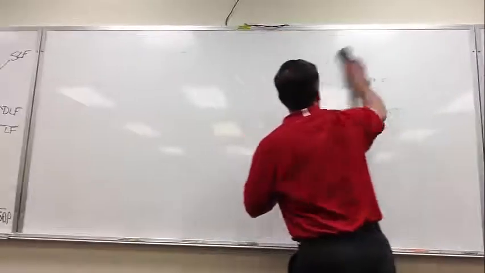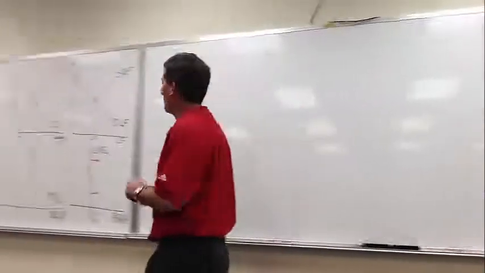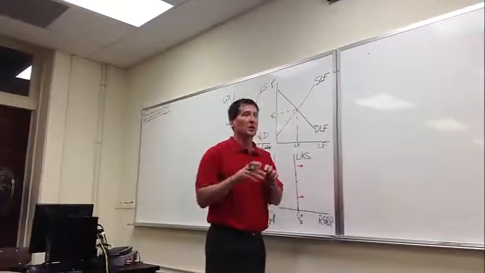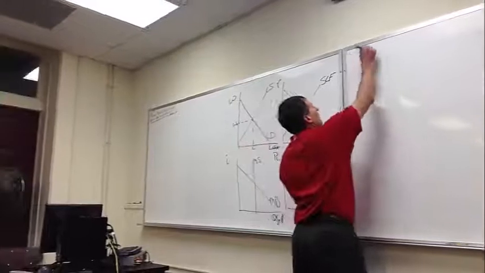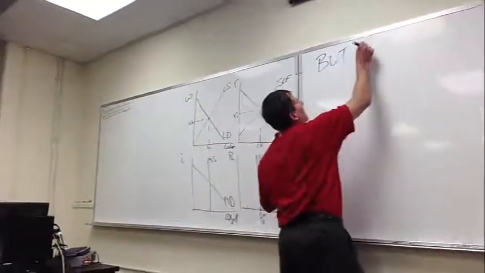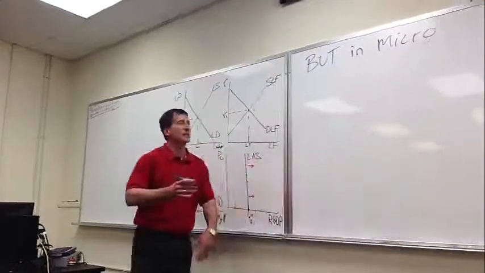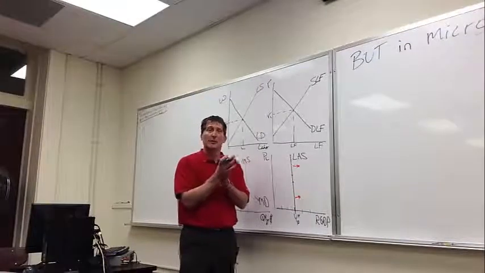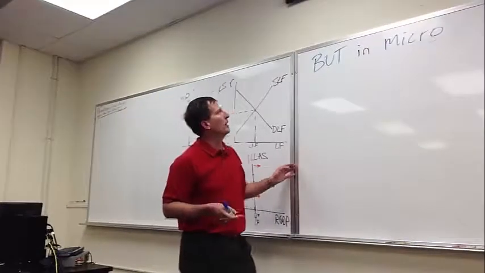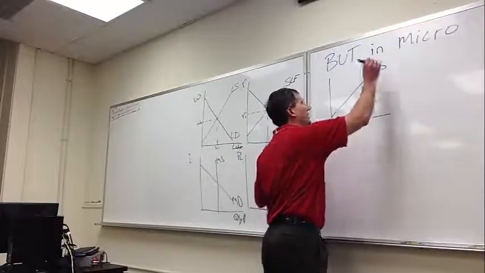Okay, so question for you. How can the average firm or most firms have an upward sloping supply curve? So let's put a big but up here. But in micro, which I know some of you haven't had micro, we did do this in chapter 15 with the supply curve we use. But in micro, the supply curve looked like this.